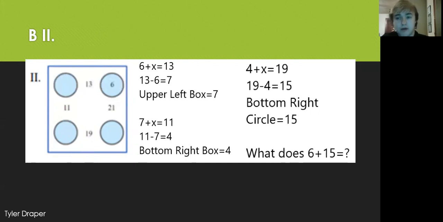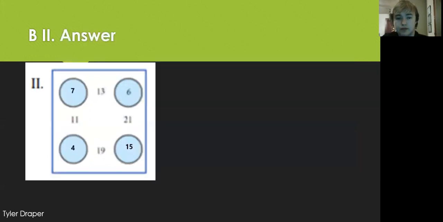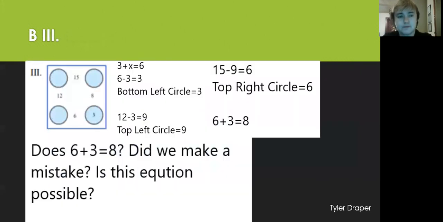Okay, and remember our final step. So what does 6 plus 15 equal? Correct, 21. We'll add these up real quick just to check. 7 plus 4 equals 11. 4 plus 15 is 19. 15 plus 6 equals 21. And 6 plus 7 equals 13. Good job. Another one done.